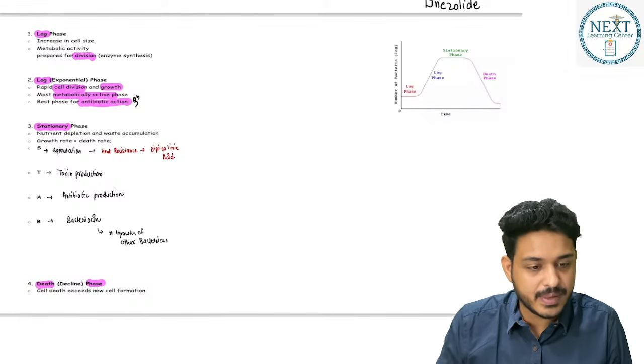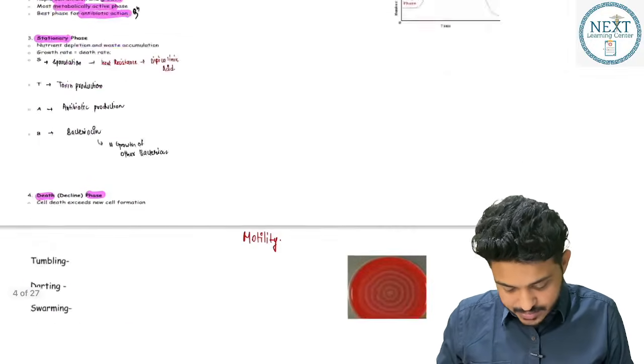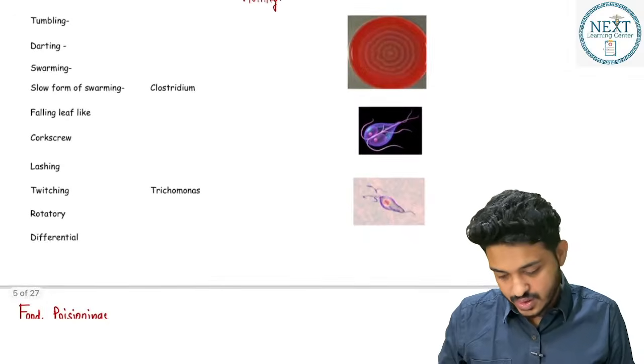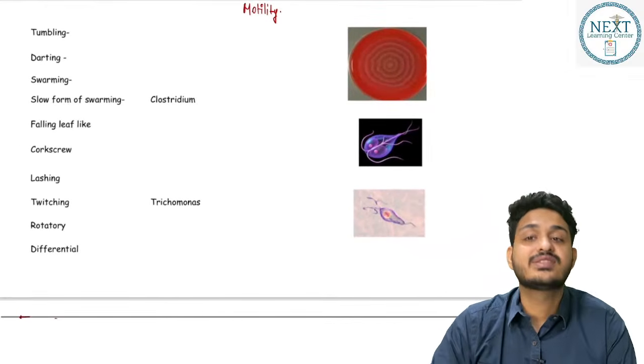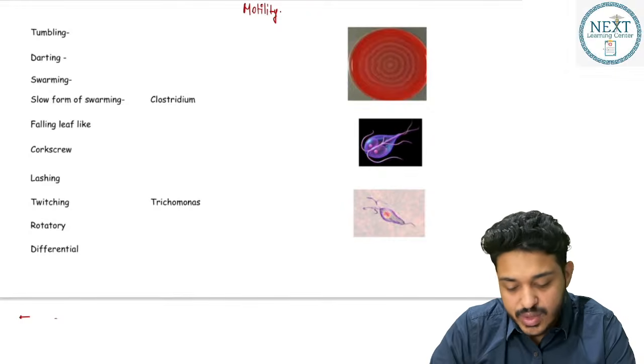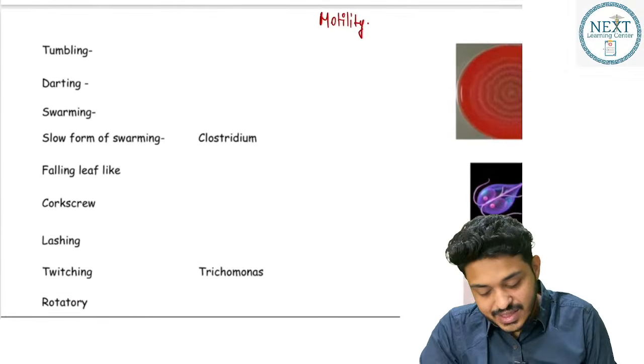This is the important topic we are done with, right? So this is going to be the bacterial growth curve, right? Now the next topic we have is about the motility of a bacteria. What is the motility of a bacteria? Try to answer this. Tumbling motility.